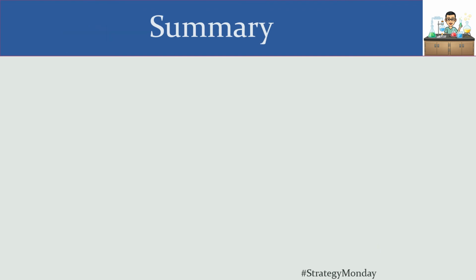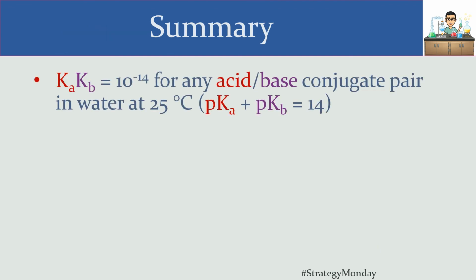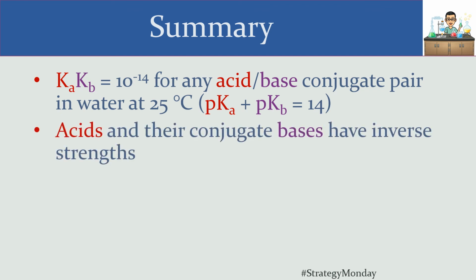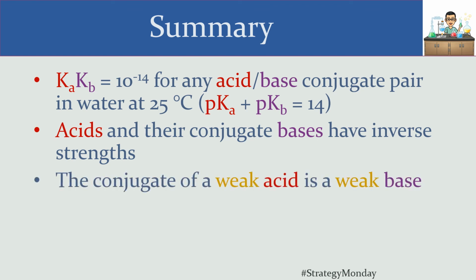And so to kind of summarize our lesson today, the Ka times the Kb is equal to 10 to the negative 14 anytime you have an acid-base conjugate pair. And if you take the negative log of both sides, you'll find that the pKa for the acid plus the pKb for the base is equal to 14. So that only works whenever you have an acid-base conjugate pair. Acids and their conjugate bases have inverse strengths, and the conjugate of a weak acid is another weak base.